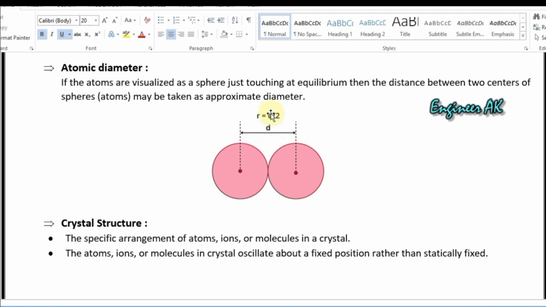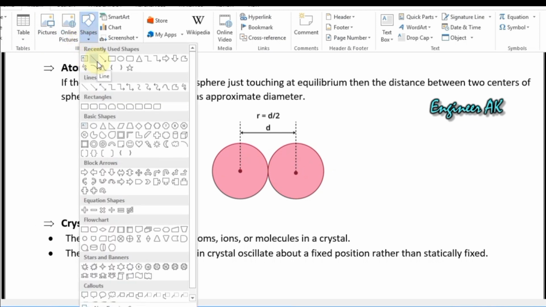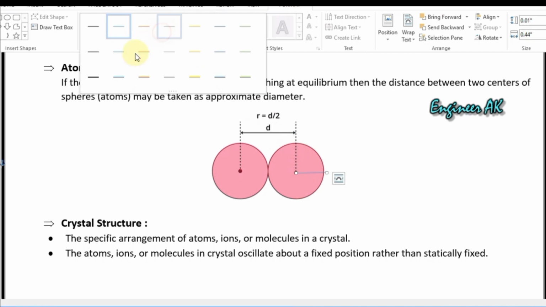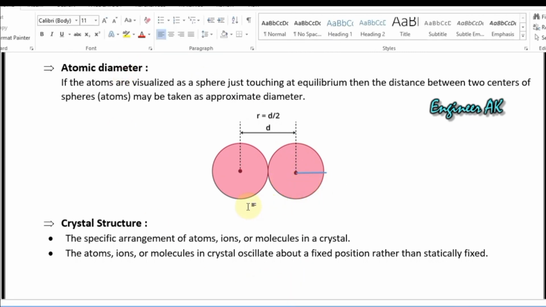Approximately it is the atomic diameter of that sphere, right? Here you can see the diameter, and if we take from this point till this point, this is the radius. Let me show you the radius here, from here till here, right? So it is considered as the radius.